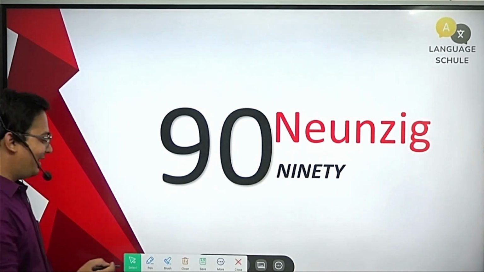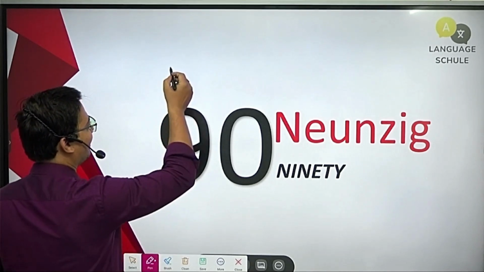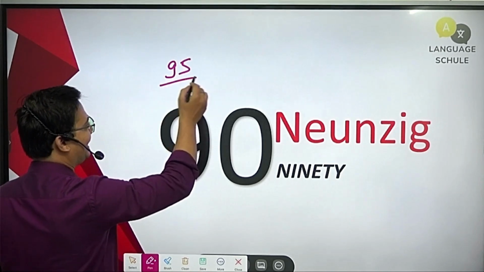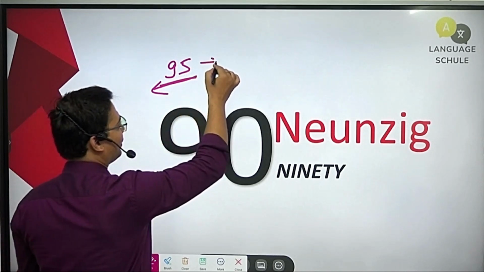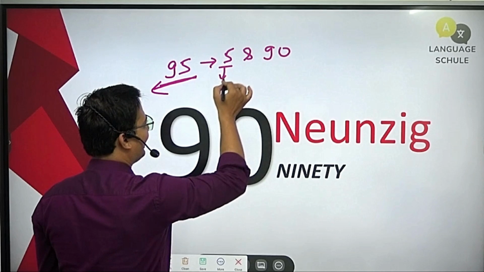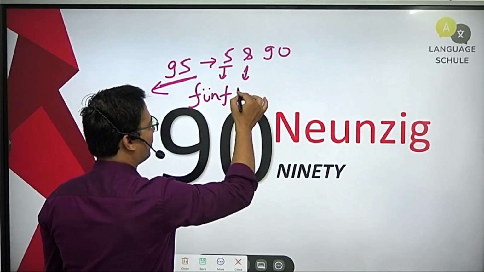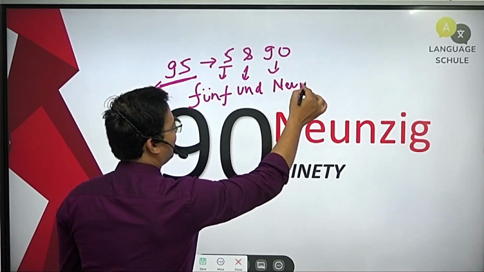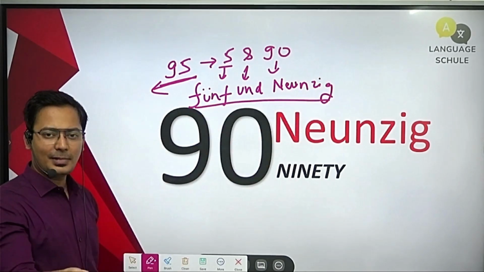Now in between, if we talk about any number, let's suppose take 95. So we know we have to go from right to left. So 5 and 90. So 5 is fünf and is und. 90 is neunzig. 95 is formed.